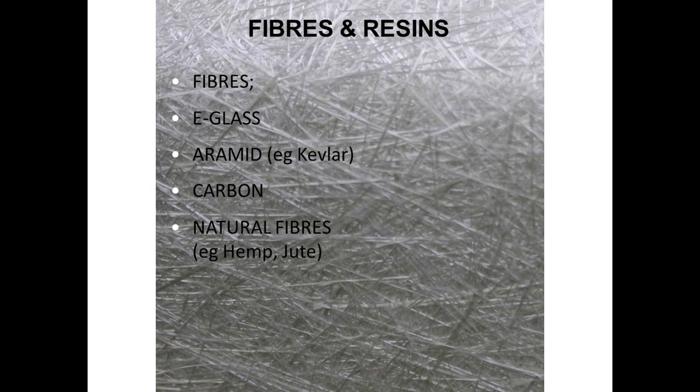So there are different kinds of fibers and there are different kinds of resins that are used in this process. Here are the fibers. E-glass, which as I said, is what you would have used the term fiberglass for. There are modern synthetics such as aramid fibers and carbon fibers, and now more and more we try to use natural fibers such as hemp and jute, which as you probably know are also used to make rope.